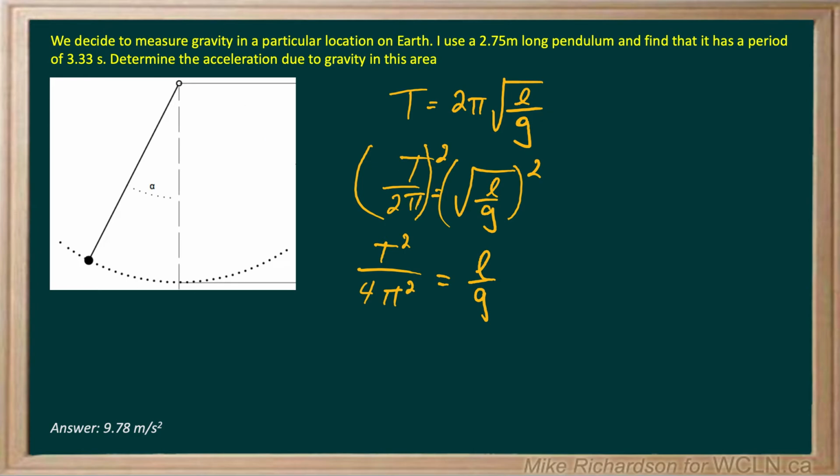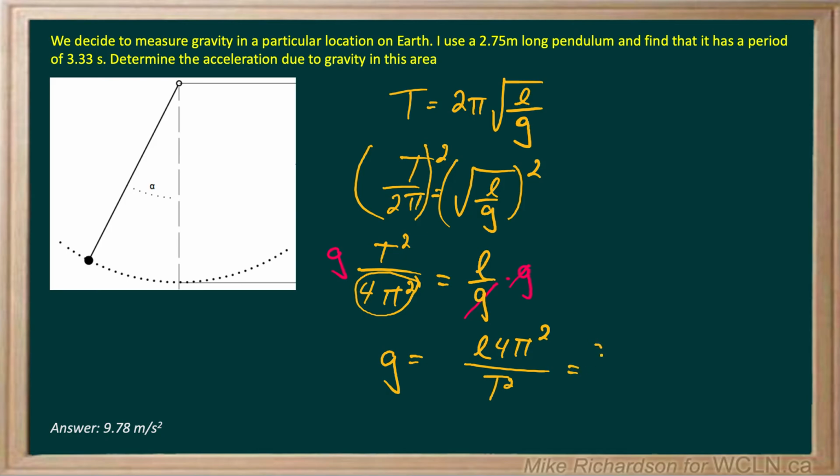And then the only thing left to do is to get g out of the denominator. So multiply both sides by g, and then I can finish the equation. So to get g by itself, it equals L times 4 times pi squared, right? All of this goes up to the other side, divided by T squared.